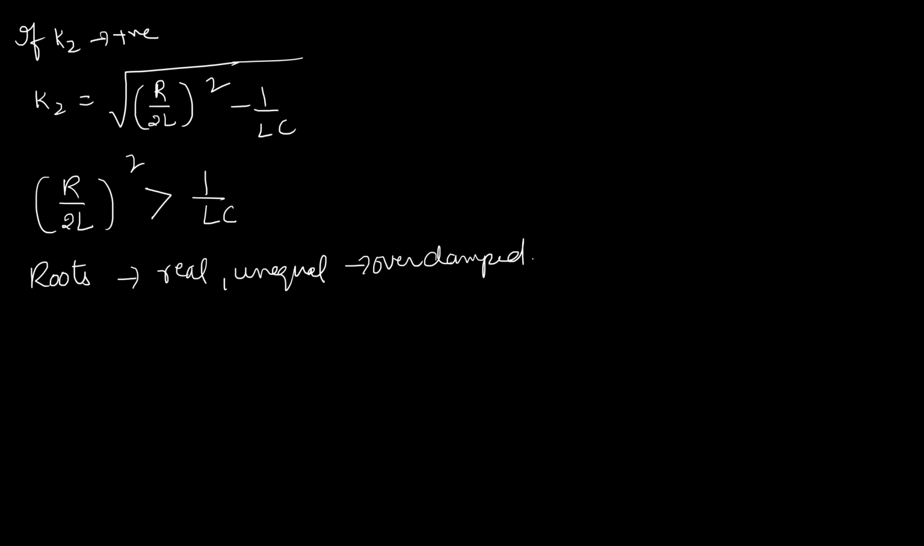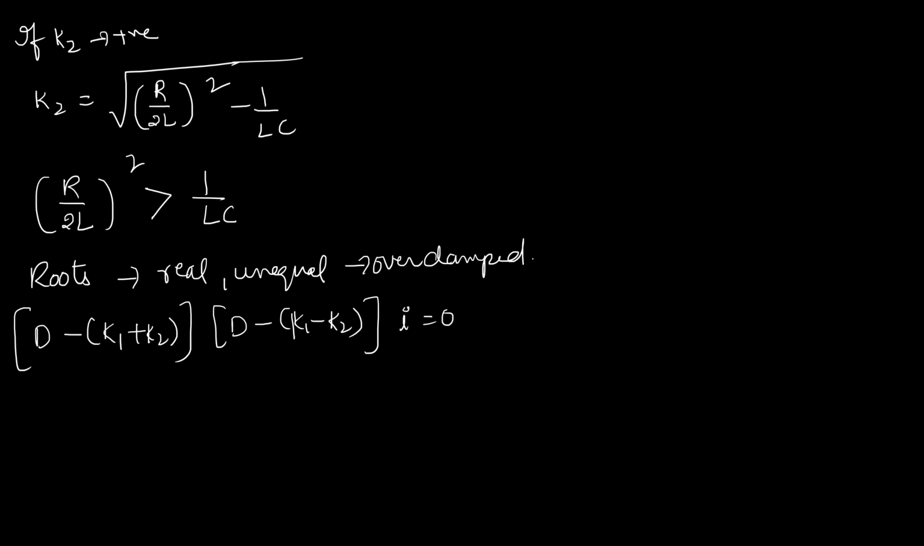The explanation is there in the previous video, so please refer. For such kind of conditions, the equation looks like (D minus (K1 plus K2)) into (D minus (K1 minus K2)) into I equal to 0.